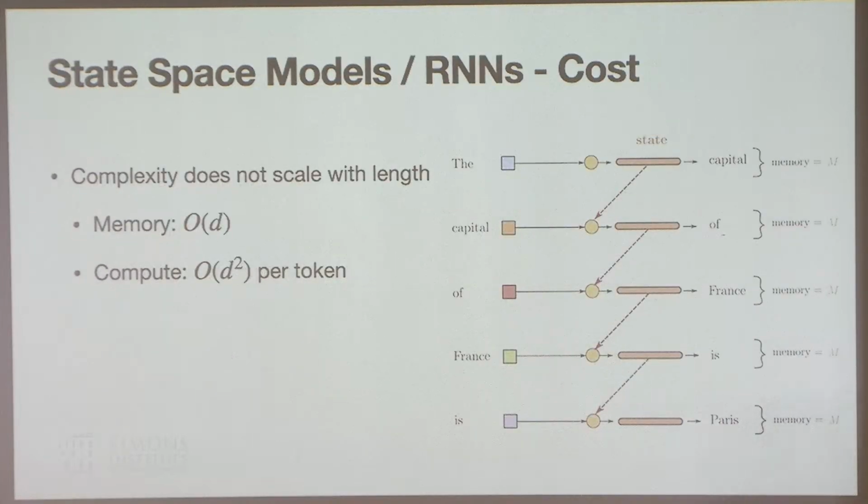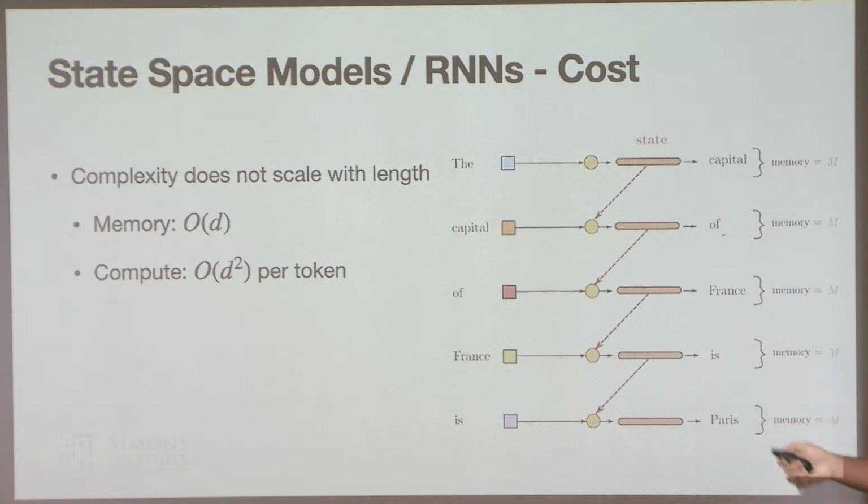RNNs or state space models are nicer in the sense that the memory doesn't grow and the compute per token is fixed. We decide on the size of the model, and then we can basically run it forever and things don't blow up. So it's the same amount of memory that we use for generating the next token, which makes the memory fixed and the compute overall linear with the number of tokens.